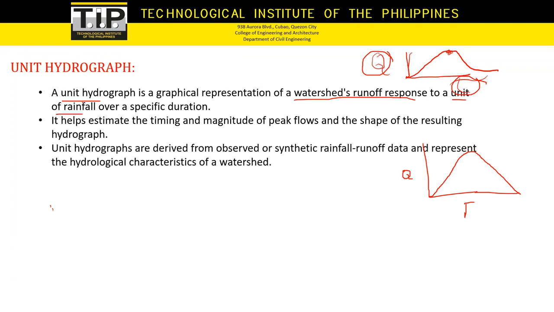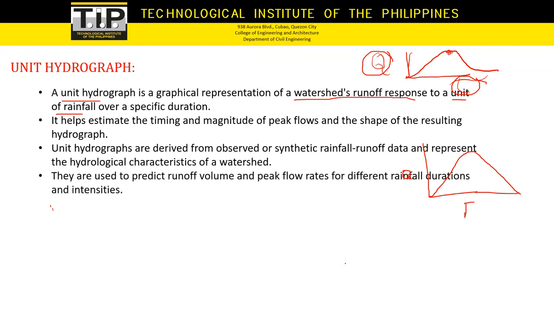So they are derived from observed or synthetic rainfall data and represent the hydrological characteristics of watershed. So this is very applicable, especially if you're doing research in water. So they are used to predict runoff volume. So pag sinabi mong runoff volume, in terms yan ng cubic meters. Peak flow rates, that is in terms of cubic meter per second. So pag sinabi mong peak, yung pinakamataas na value ng discharge na nako-compute doon sa ating rainfall during a rainfall event.